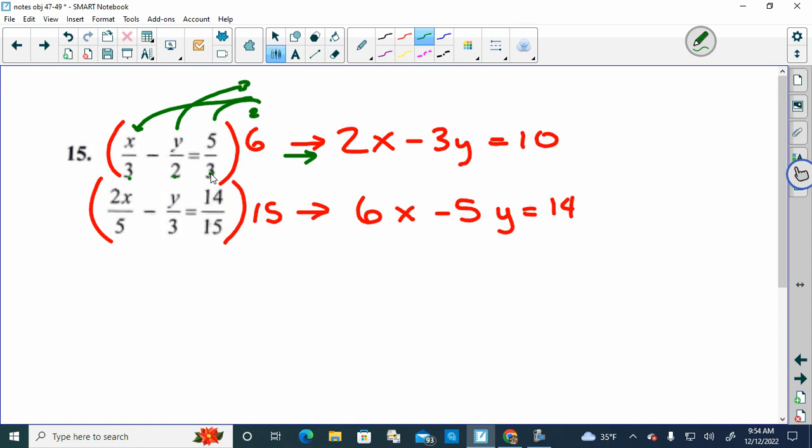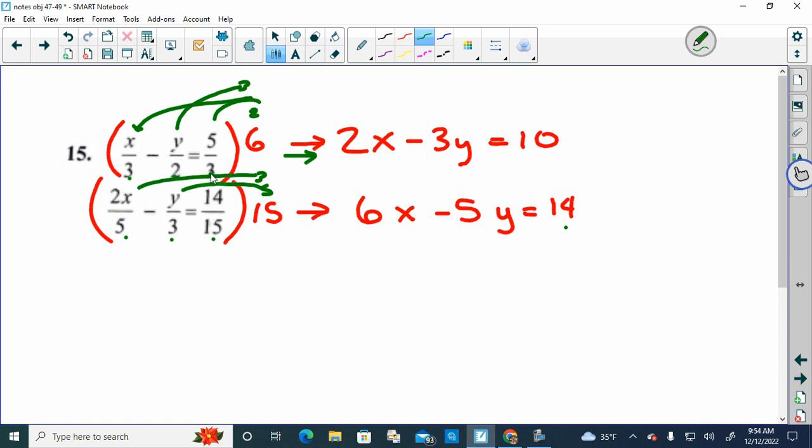Okay, 15 is common denominator for this because all of these can go into 15. Okay, so 15 goes into 15 one time. So 1 times 14 is going to be 14. 3 goes into 15 5 times. So 5 gets distributed to there. So that gives you negative 5y. And then 5 goes into 15 3 times. So 3 gets distributed to there. So 3 times 2x is 6x.